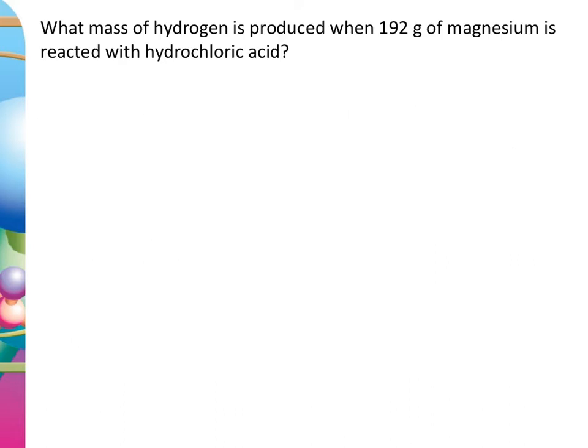Okay, so we've got this question: what mass of hydrogen is produced when 192 grams of magnesium is reacted with hydrochloric acid? The first thing to notice is they haven't even given us the word equation. So we need to know more than the word equation. We need to know the symbol equation. So before we do any calculating, we have got to write a balanced equation.